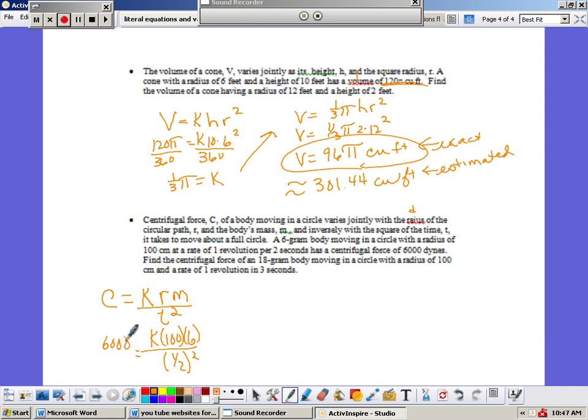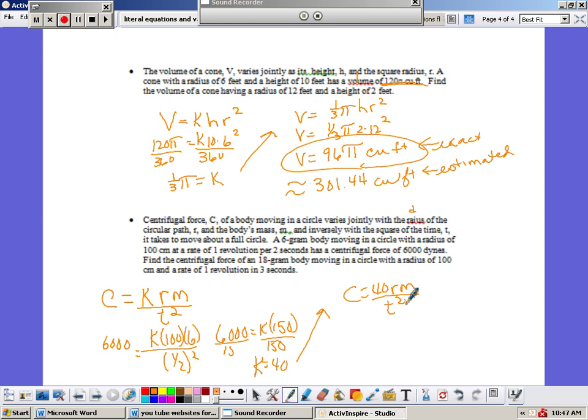6,000. So let's see what we got here. We have 600 on the top divided by 1/4, because half squared is 1/4, 150. So I have 6,000 equals K times 150 divided by 150. So 6,000 divided by 150 gives me 40. So K is 40. So C is equal to 40 Rm over T squared.